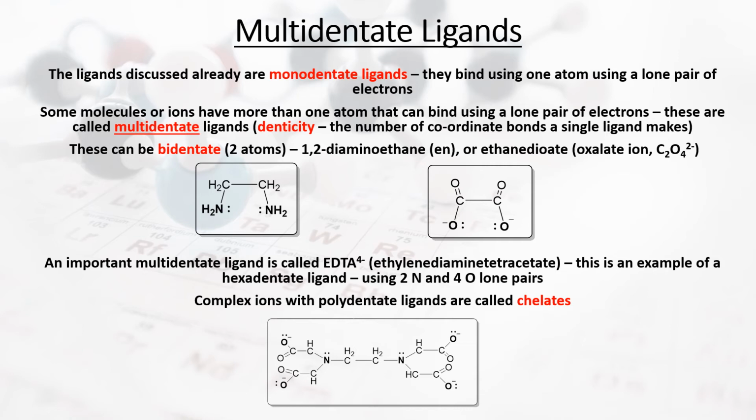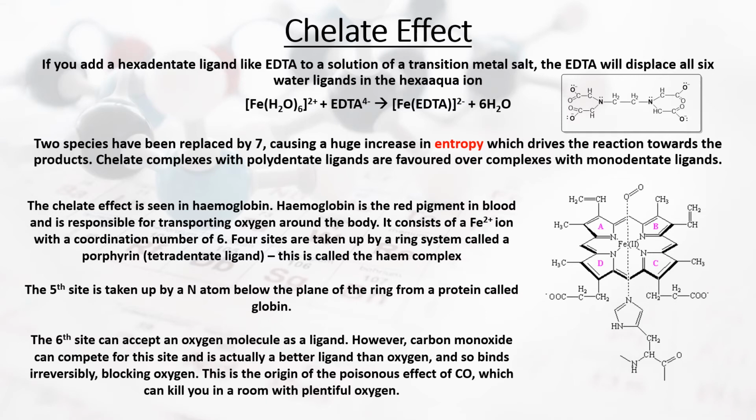And if we end up making a complex ion with a polydentate ligand, so something greater than a monodentate, it could be a bidentate or this hexadentate ligand here, anything greater than 1 coordinate bond for the ligand, the complex ions are what we call chelates, and we'll see why on the next slide. So these complex ions with ligands that can make more than 1 coordinate bond are called chelates, and this relates to something called the chelate effect.